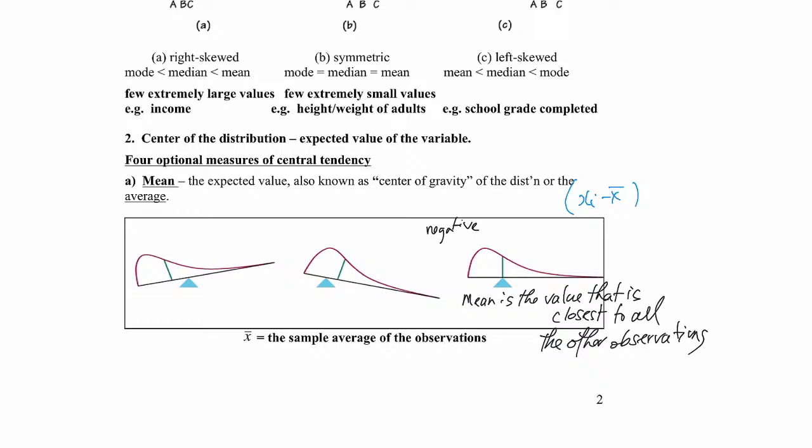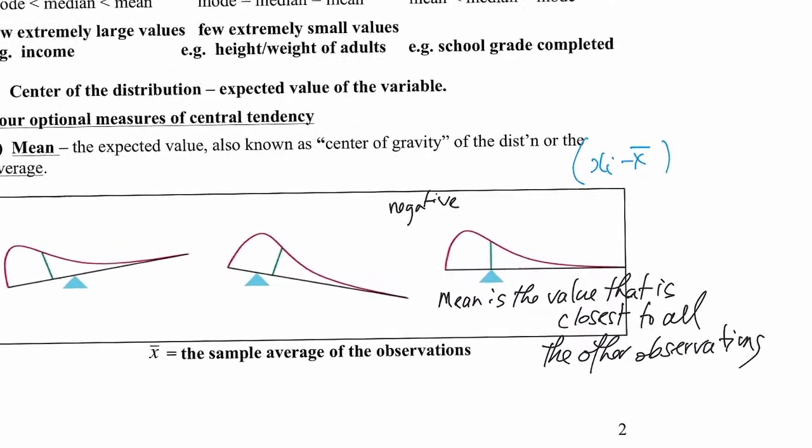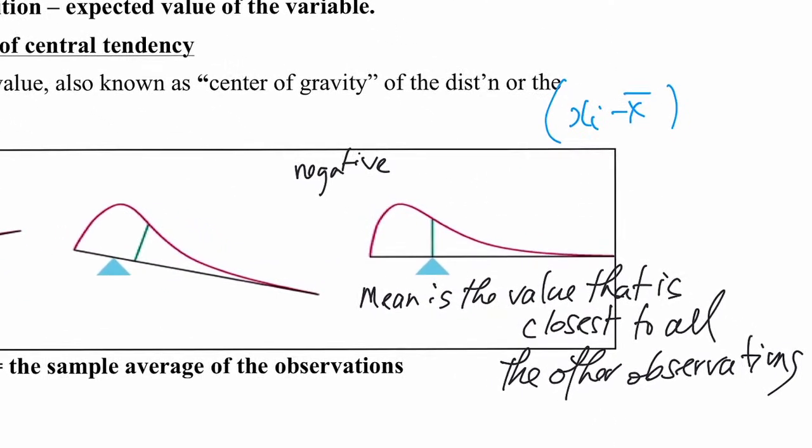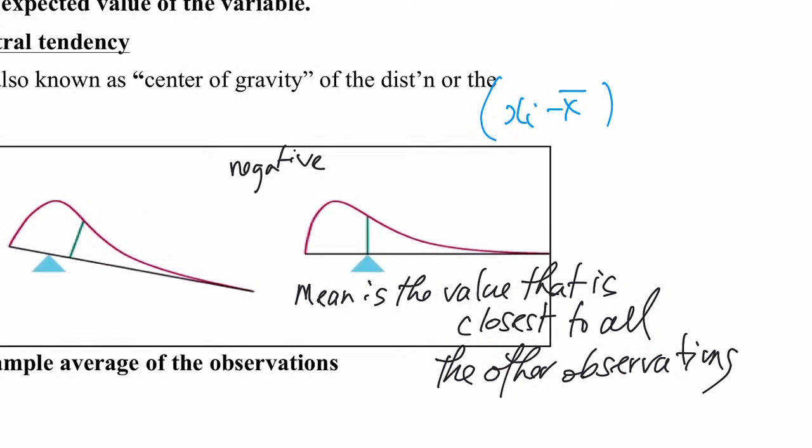Is this all too small? I'm going to make this bigger. Hold on. And the values on this side, where each of the values are bigger than the mean, will be positive deviations.